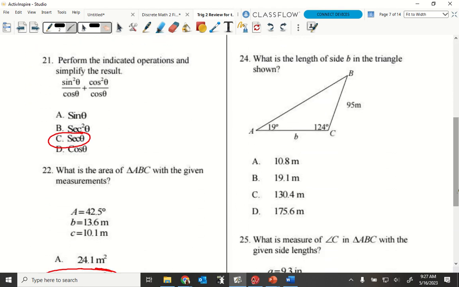Length of side little b. Little b is down here. So what information is given to me here? A, C. Is big B given to me? Nah, but big A kinda is. I can find it, right? Angles, yeah. Okay, so what law am I going to use?